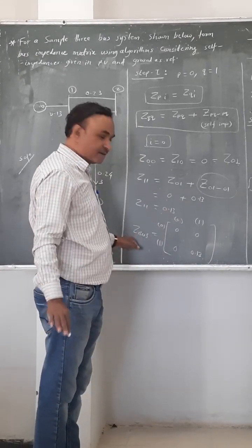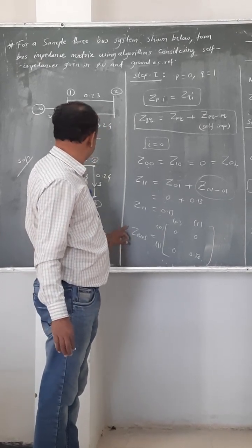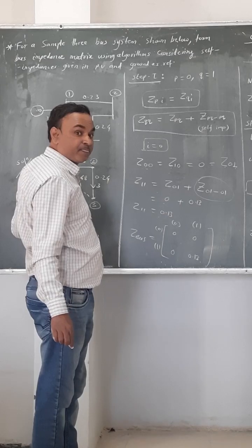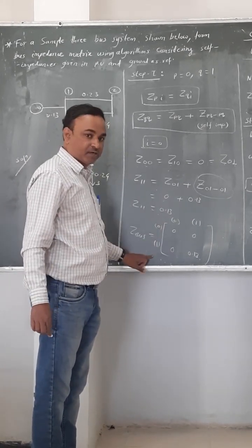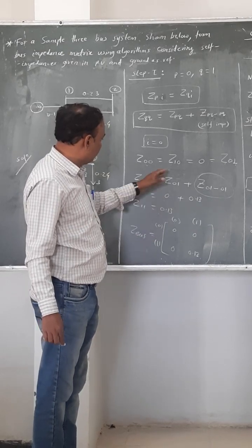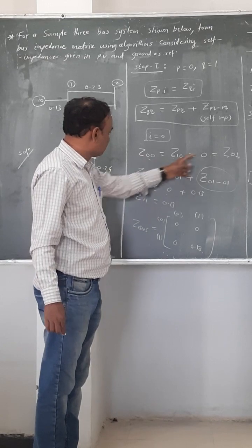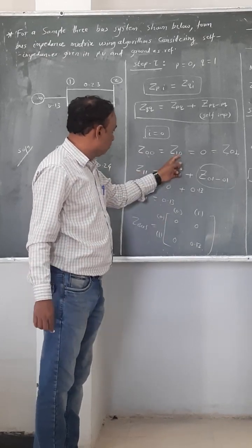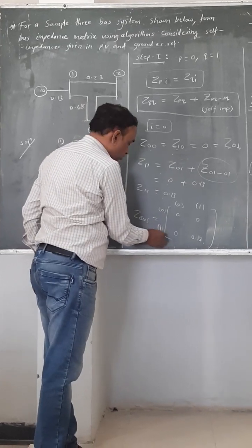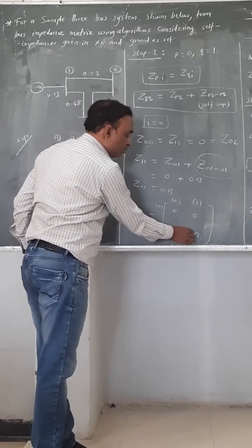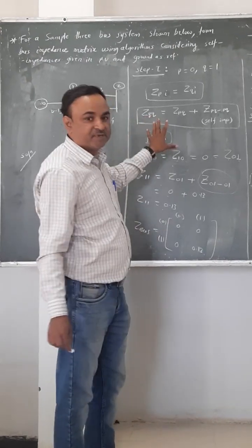Now we will form the Z bus matrix. Which nodes have we considered? 0 and 1. So 0, 1, 0, 1. Now add all the values. Z00 is 0, Z01 is 0, Z10 is 0, Z11 is 0.13. Is it clear? Yes. In this way, our first step is completed.